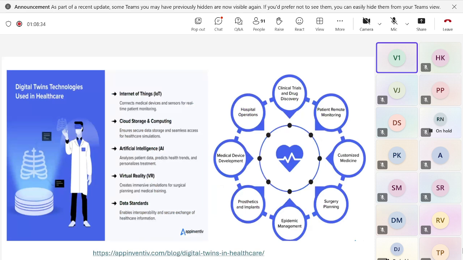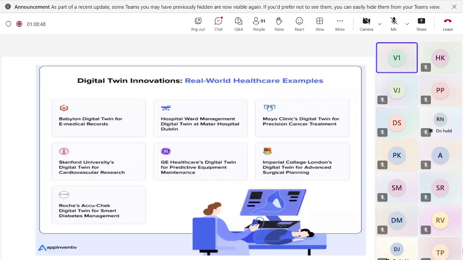And the references are given here from where I had taken all those things. Like the enabling technologies, the different things you could see here. Clinical drugs and patient remote monitoring, customized medicine, surgery, epidemic management, these are the things. And I need to focus on a few use cases. You can make a note of it and you can check out the website too. There are a few use cases, real-world healthcare examples, that I have given.